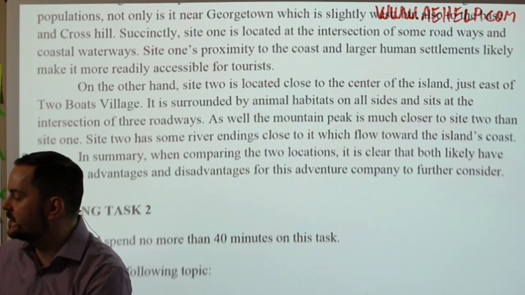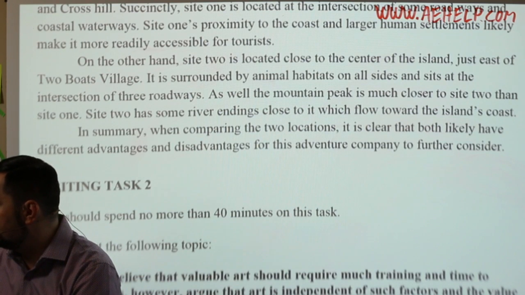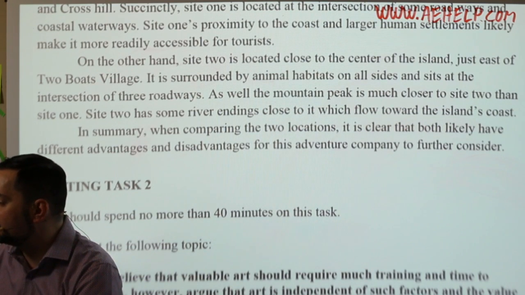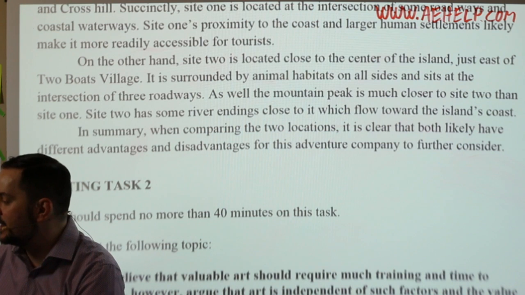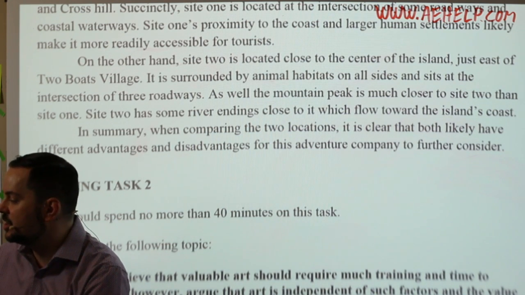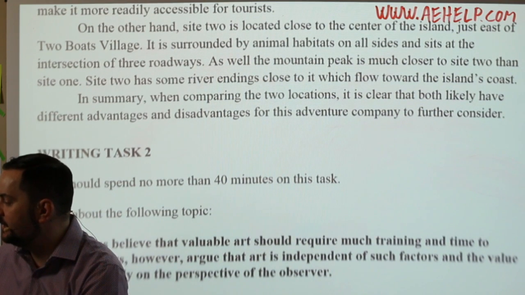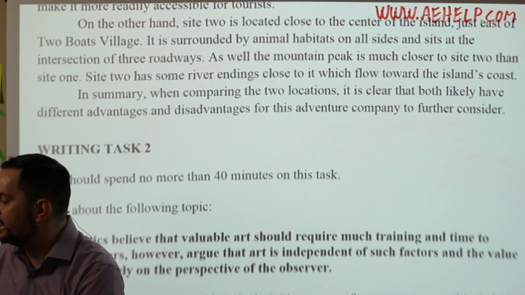On the other hand, Site 2 is located closer to the center of the island, just east of Two Boats Village. It is surrounded by animal habitats on all sides and sits at the intersection of 3 roadways. As well, the mountain peak is much closer to Site 2 than Site 1. Site 2 has some river endings close to it which flow towards the island's coast.